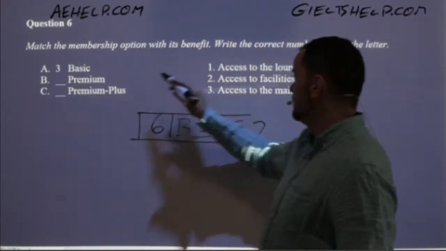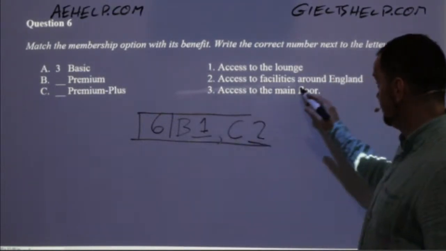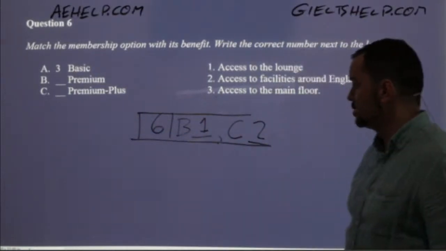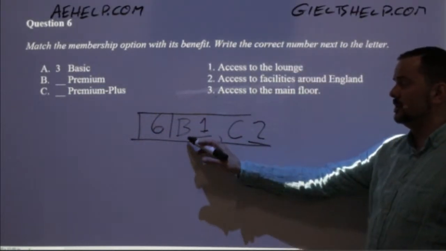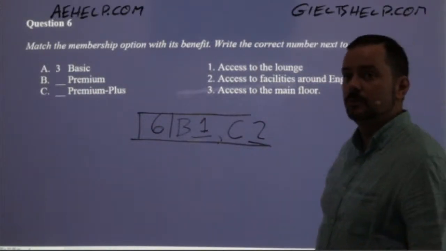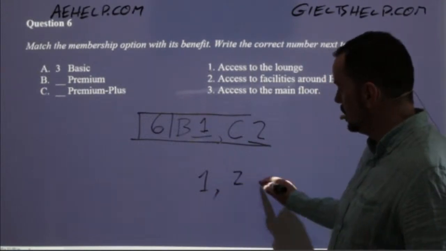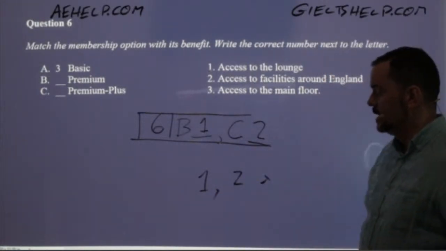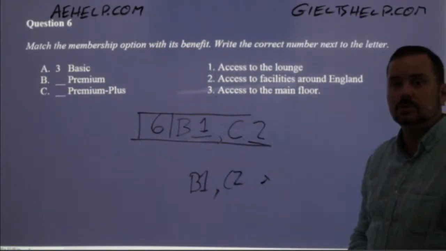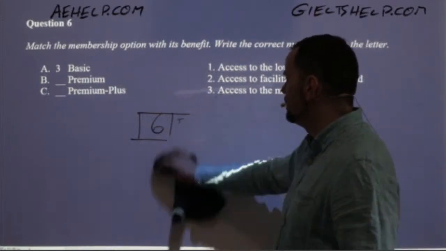Premium membership gives you access to the lounge. Yes, it does. And access to facilities around England. The Premium Plus membership. That's correct. So the way to do this is B1, C2. Do not just write 1 and 2. Okay? So if you write just 1, 2, you can get that wrong. All right? So be very clear when you're giving your answers. B1, C2. Okay? Lots of different question types in the IELTS listening, so be ready for that.